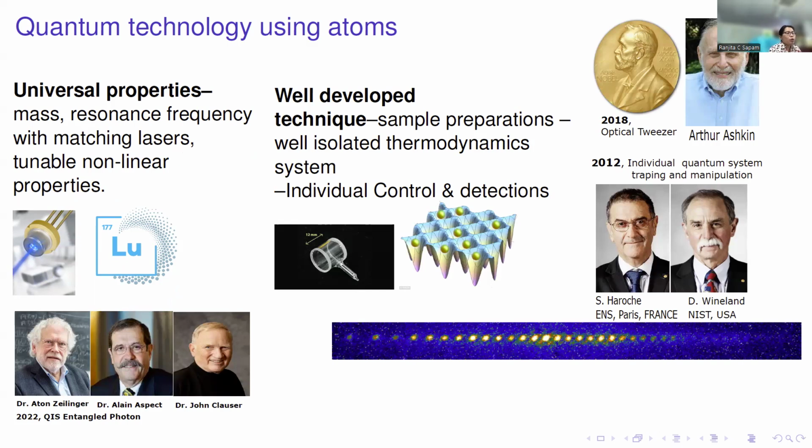So technologies developed using these properties are a very good example of good quantum technologies. On top of that, there are well-developed techniques for how to prepare the sample, how to isolate my system, and how I can individually control and detect qubits. All these things are very well developed in these communities. As you can see, there are many Nobel Prizes for single photon detection, to Serge Haroche and David Wineland, and for the manipulation of single particles with optical tweezers, to Arthur Ashkin. Many people got Nobel Prizes in this field. So state preparation, detection, and control systems are well developed.